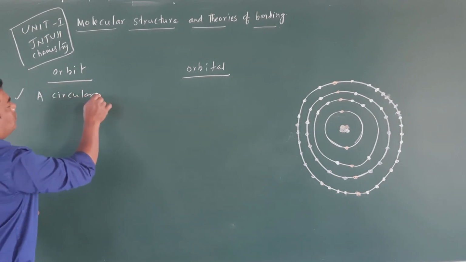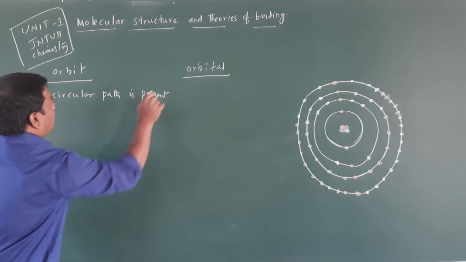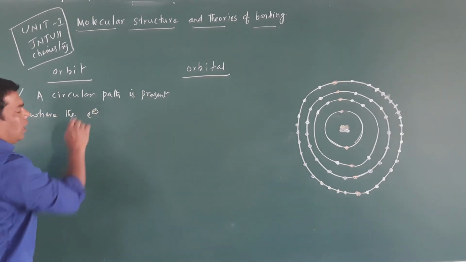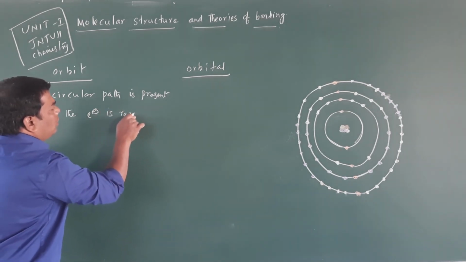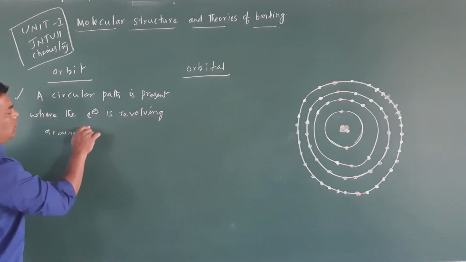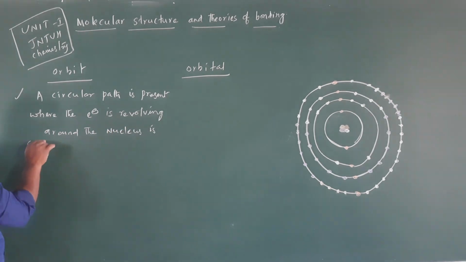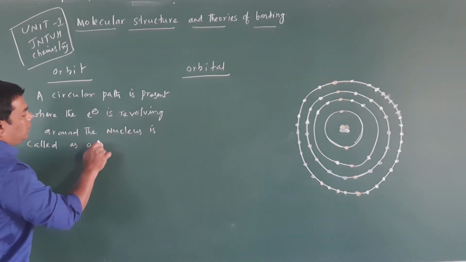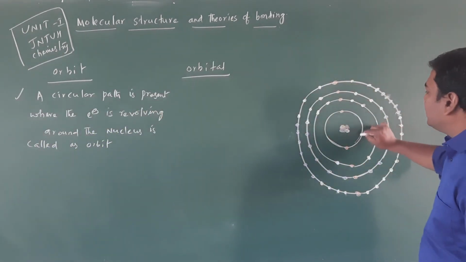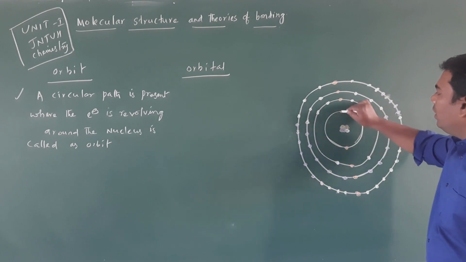A circular path is present where the electron is revolving around the nucleus; that is called an orbit. So what is orbit, student? Orbit is nothing but a circular path. Orbit is a circular path where the electrons are revolving around the nucleus.